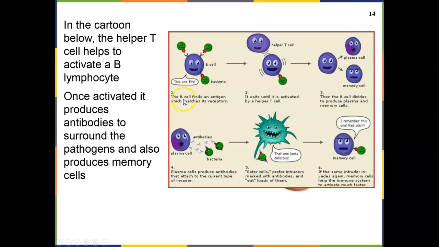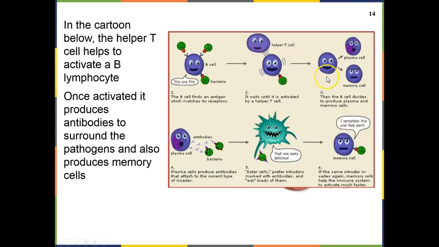What's going on in this cartoon is we have T cells and B cells. So this is a B cell. This is a helper T cell. Helper T cells have to help activate the B cell. So here we have a B cell that has different receptor proteins. And once it fits a pathogen, it then gets excited. It's like, hey, this one matches, I can take it. A helper T cell helps to co-activate the B cell.